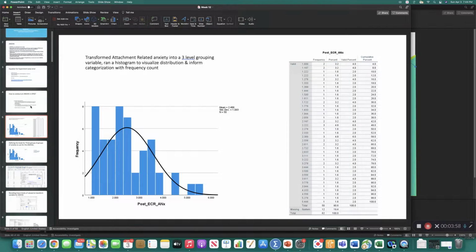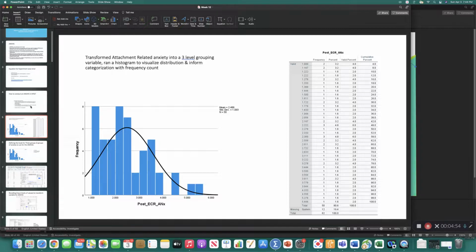Okay, we first looked at a histogram to visualize the distribution of attachment-related anxiety scores and to inform our categorization with frequency count. As you can see, this is the distribution of scores, anywhere from 1 to just before 6. The mean is 2.48, the standard deviation is 1.09, and there was an N of 50 for this distribution. On the right, you can see a frequency table that shows how the different values were distributed in terms of attachment-related anxiety, from as low as a 1 to as high as a 3 at the time of post-test for the total 50. That means for both the treatment group and the control group.